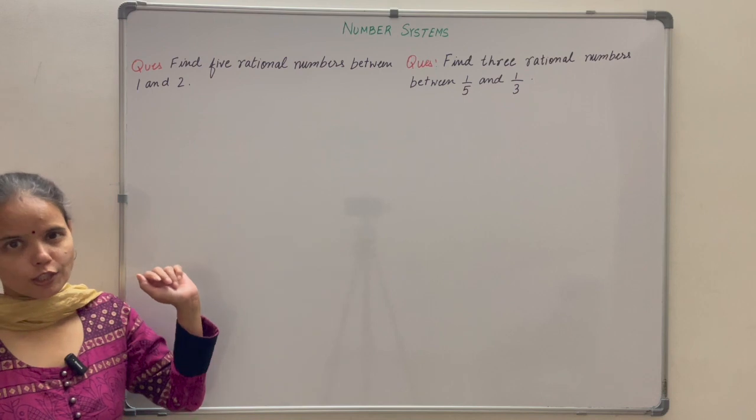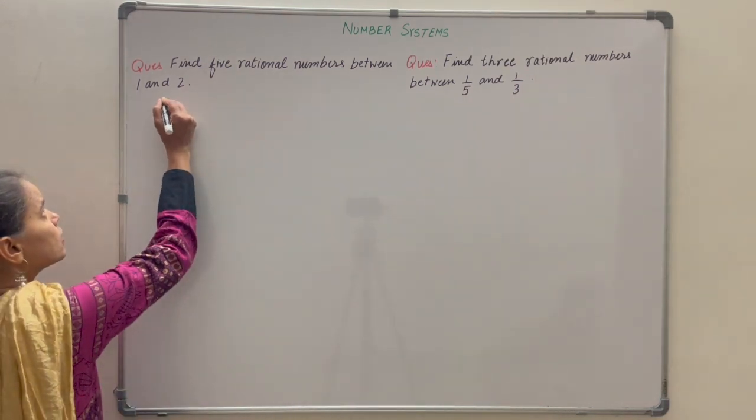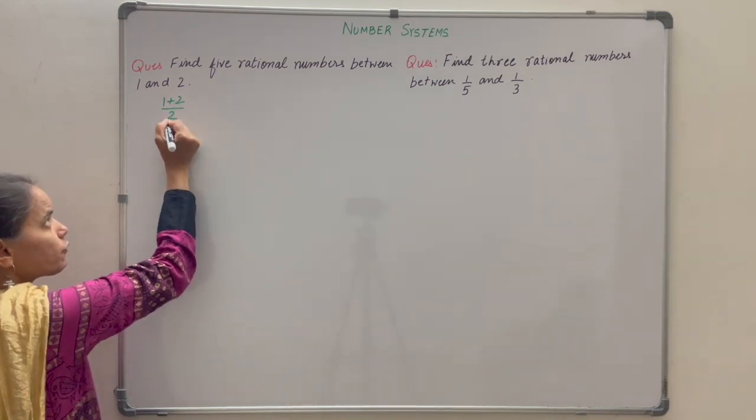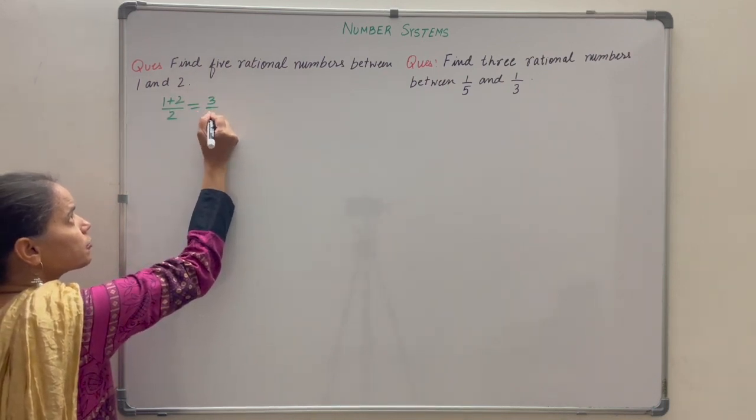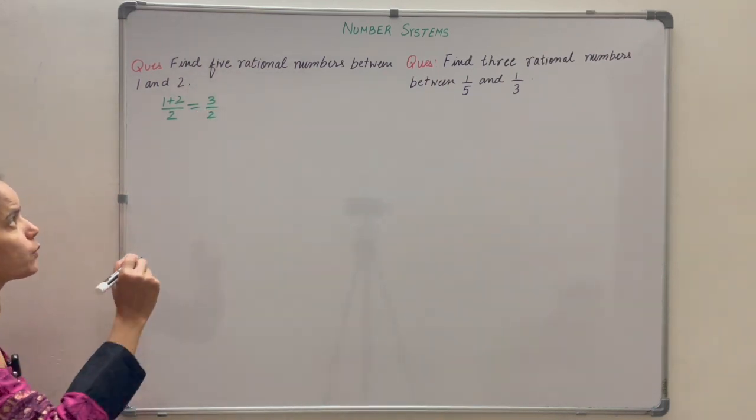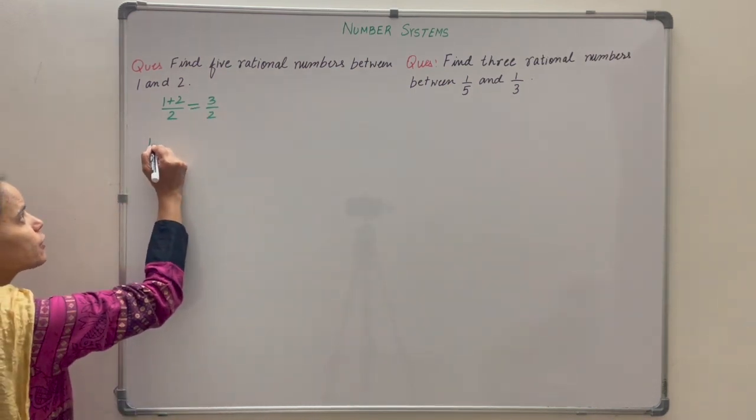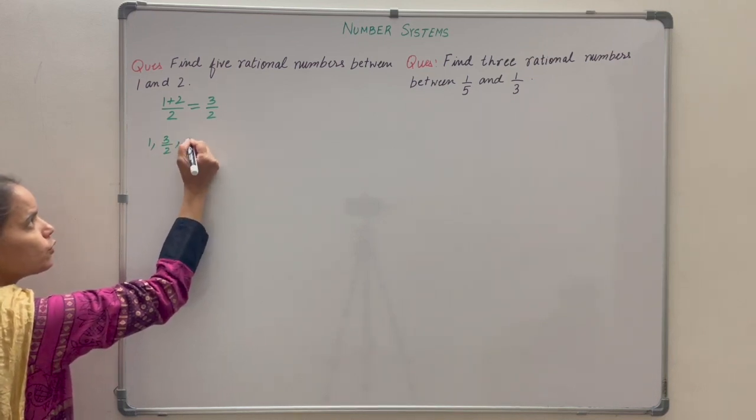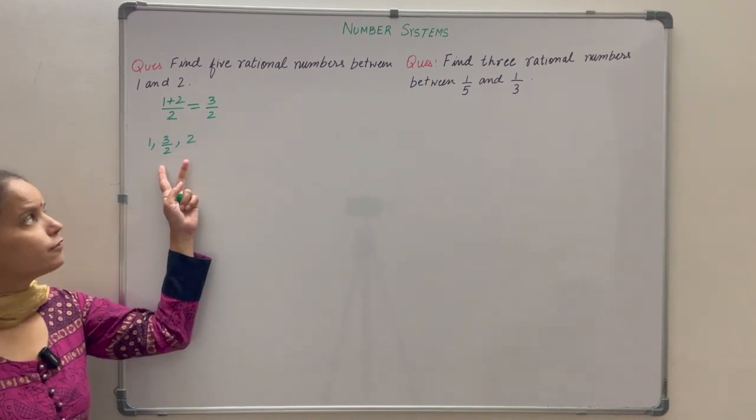So here we have only 2 observations. Let us add these two numbers, 1 plus 2, and divide by 2. This is the sum of observations divided by the number of observations, which is 2. So 2 plus 1 is 3, 3 by 2. So we got one number between 1 and 2, that is 3 by 2. What is the value of 3 by 2? 1.5. And you know that 1.5 lies exactly between 1 and 2.